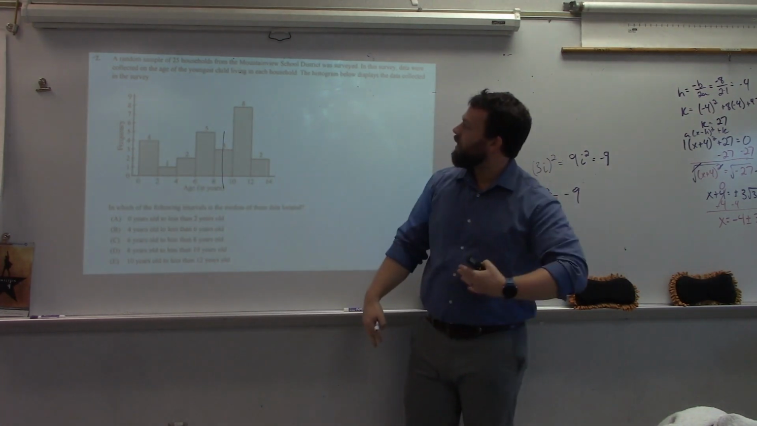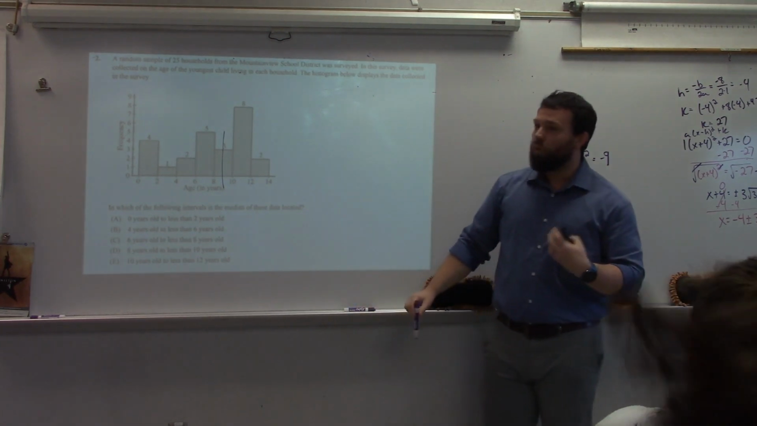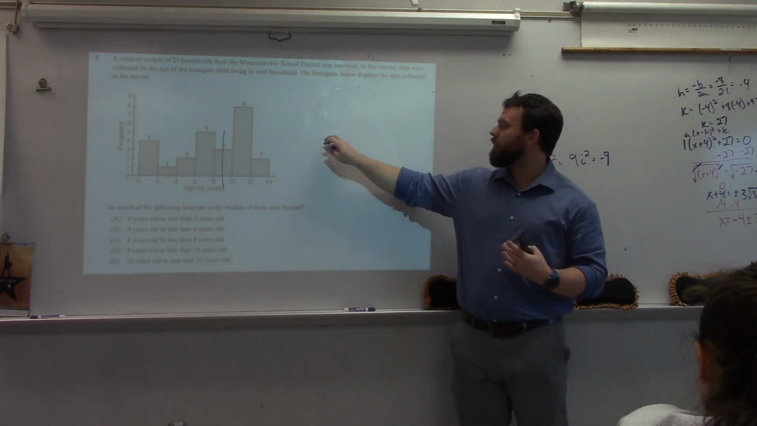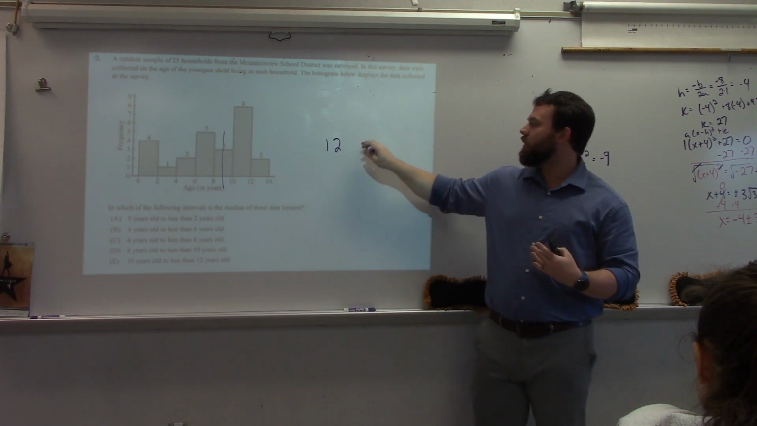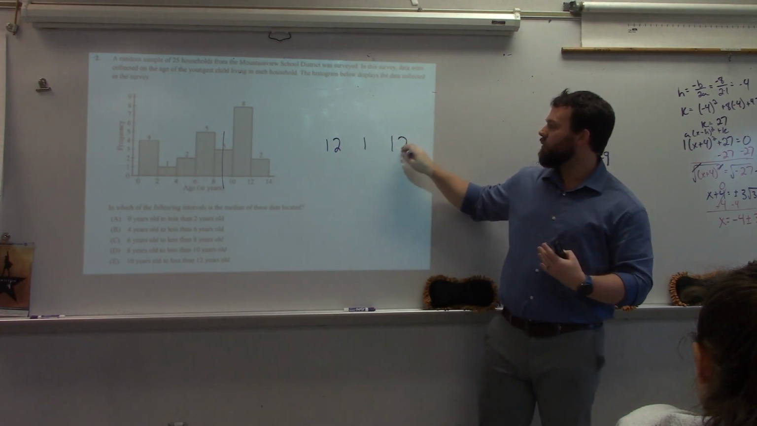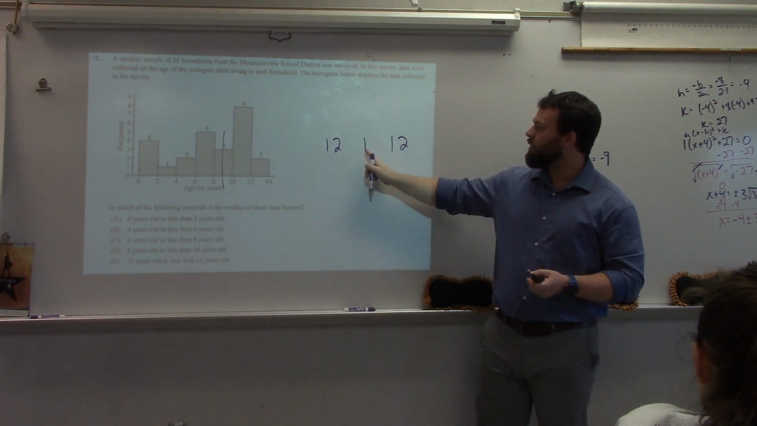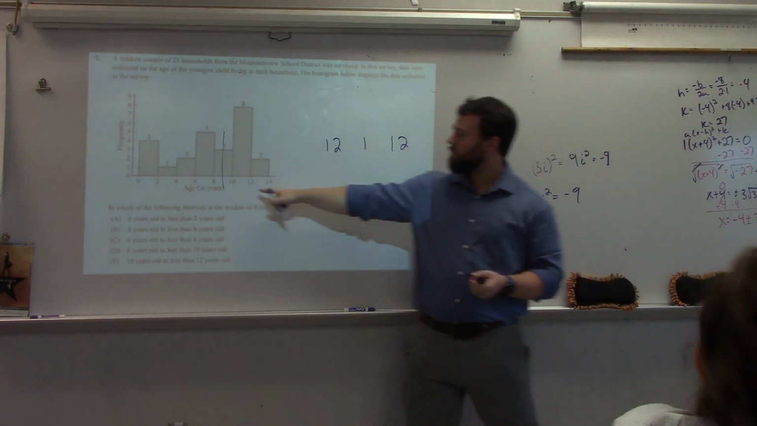How many data points do I have? 25. And so if I got 25, what's the bottom half going to be? How many? 12 and a half. 12, then 1, then 12. So where's that 1? 8 to 10. 8 to 10. 8 to 10, right?